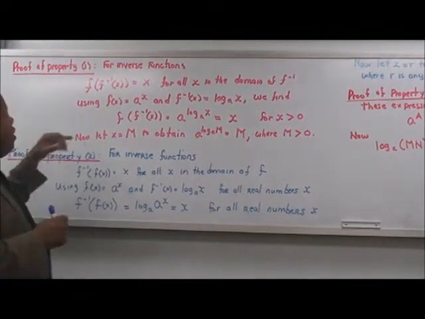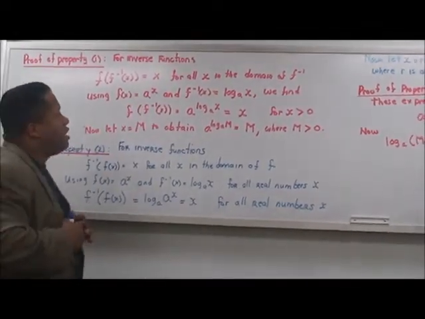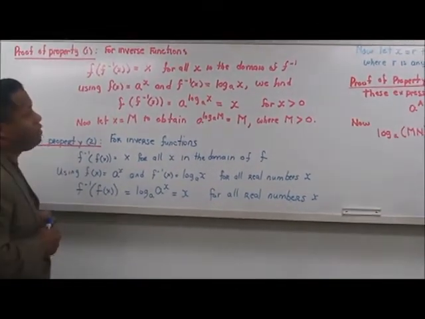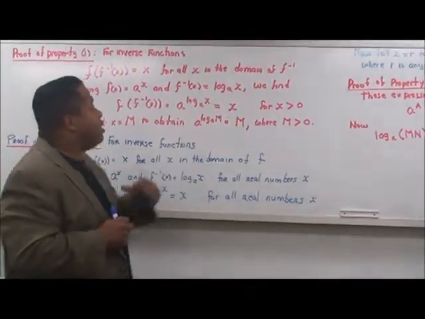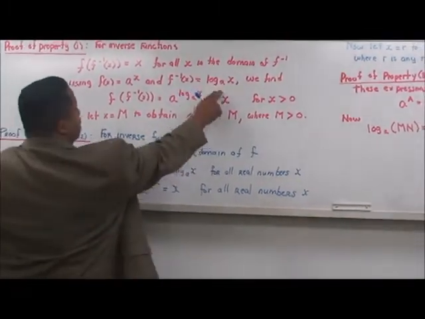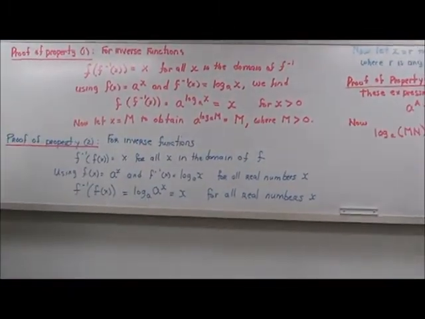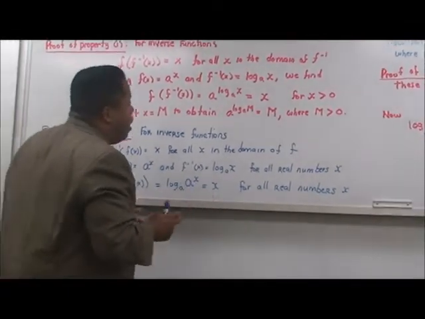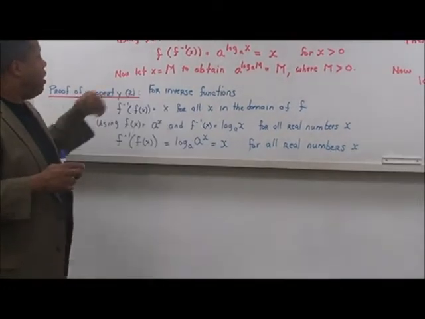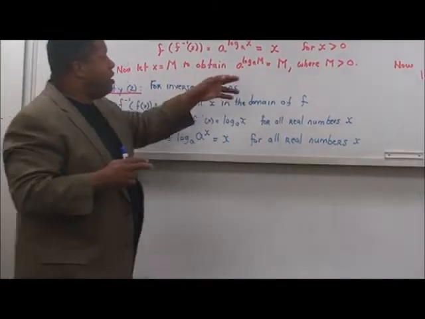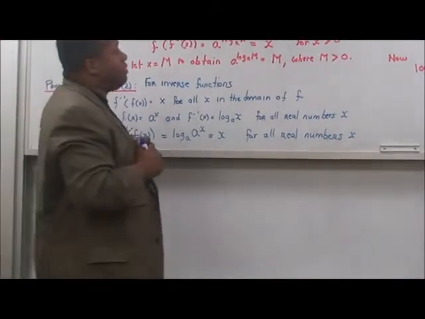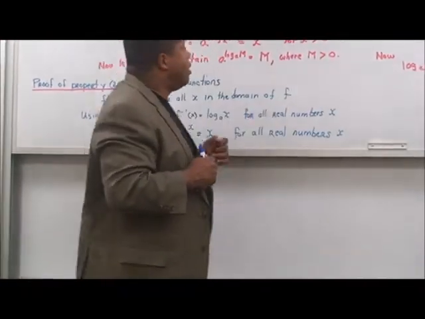Using this here, f of x is equal to a to the x, and the inverse of f of x is equal to the logarithm base a of x. So we find that when we plug this into f of x, here's what happens for x greater than 0. Now we let x be equal to m, to obtain a to the log base a of m is equal to m, where m is greater than 0.